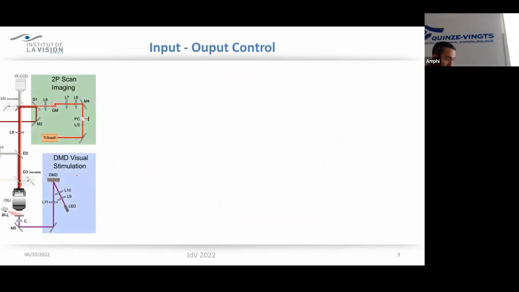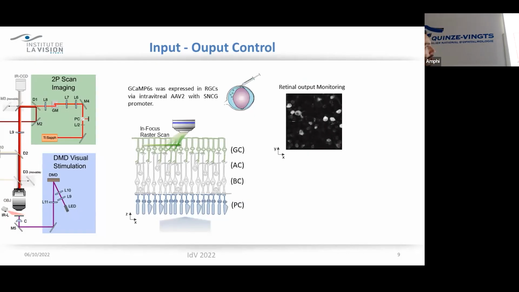So concerning the possibility to monitor the output activity of the retina, we built up a system which is a 2-photon scanning microscope, which is pretty basic. We have a titanium sapphire laser, which is projected onto some galvanometric mirrors, such that we can steer the beam on our field of view. And then we express a calcium indicator selectively in the ganglion cells with intravitreal AAV2 injection, and we could follow the dynamics of the retinal population at about 6-10 hertz rate.